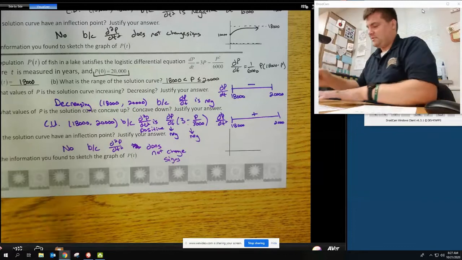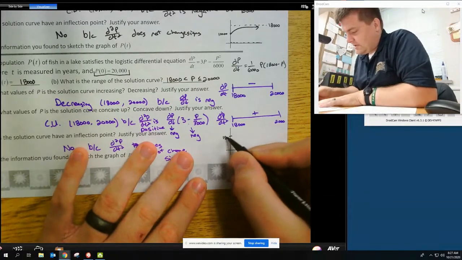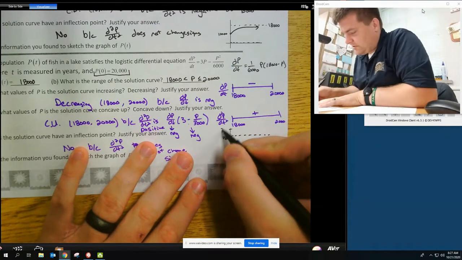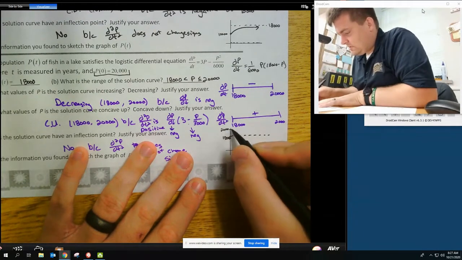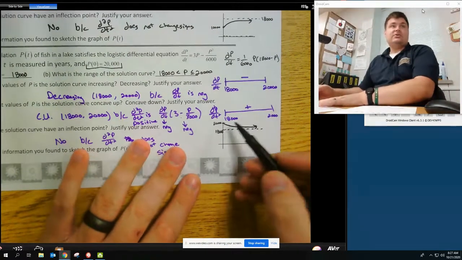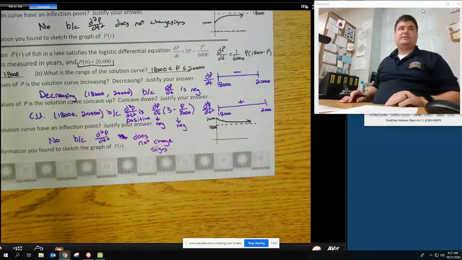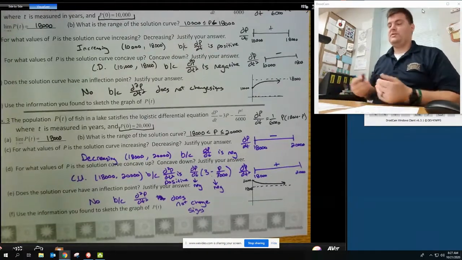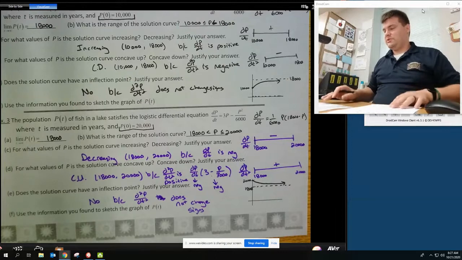Let's go ahead and graph this. So we still have our asymptote here at 18,000, and we're starting here at 20,000. It's decreasing, concave up the entire time. So it's just kind of trying to get to that limiting capacity. So those are all of our different situations of our fish in our lake, depending on the initial condition.